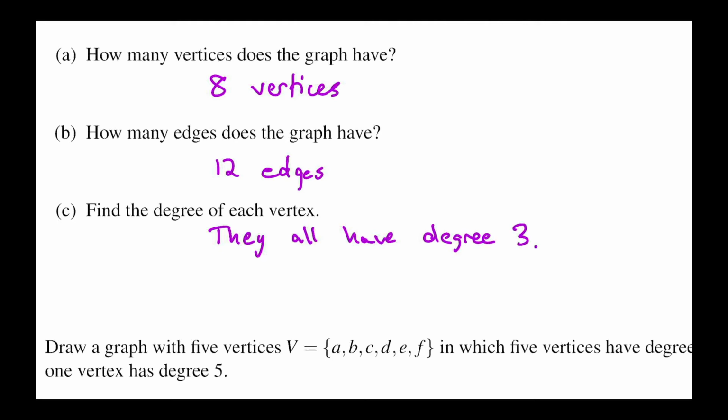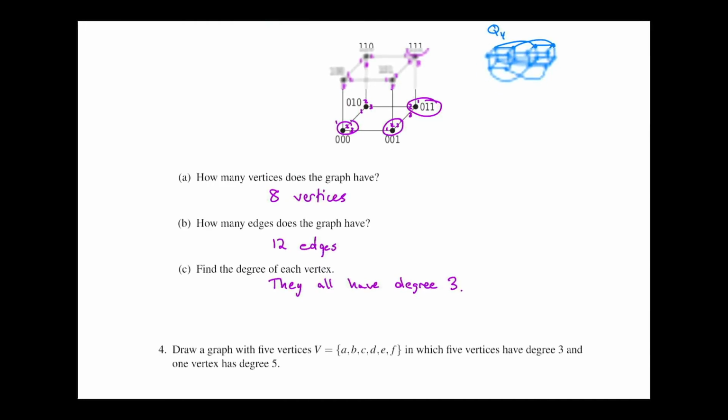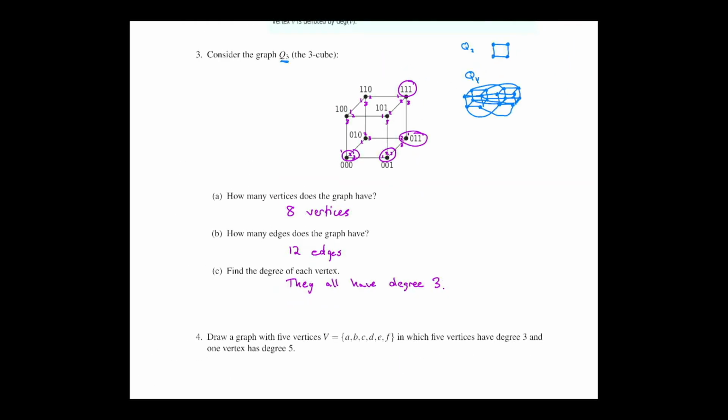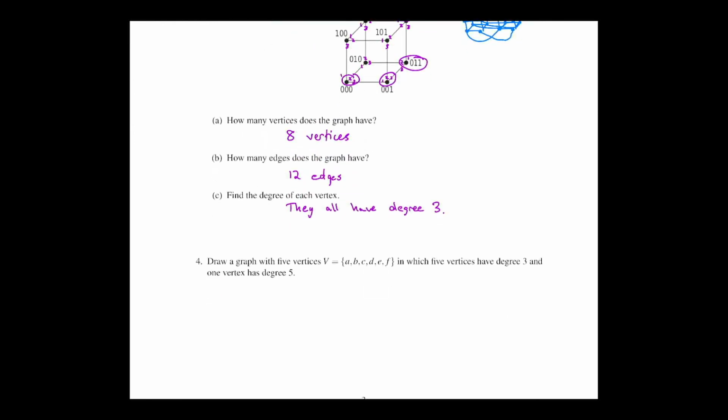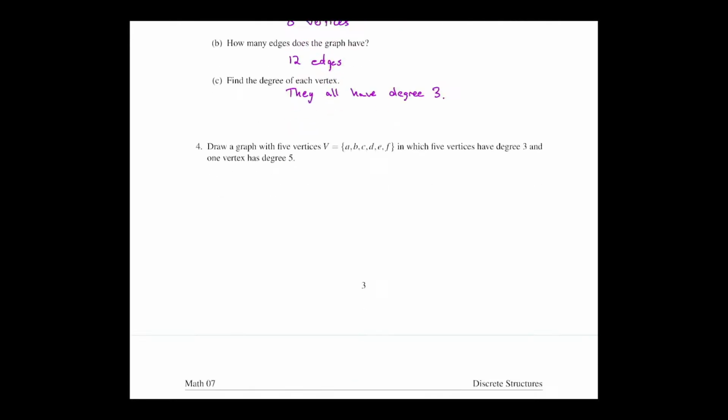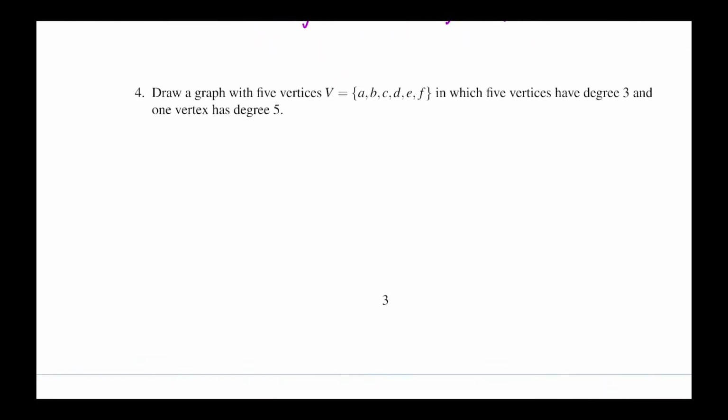Okay, so that is the degree of each vertex there. Now something that you're going to be trying to do a few times in the homework is to draw a specific graph that has these requirements. So it says draw a graph with 5 vertices. That's actually 6. There are 6 letters there. In which 5 vertices have degree 3 and 1 vertex has degree 5. Okay, so at least that makes sense.